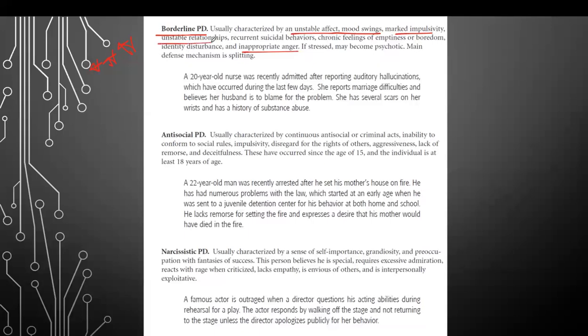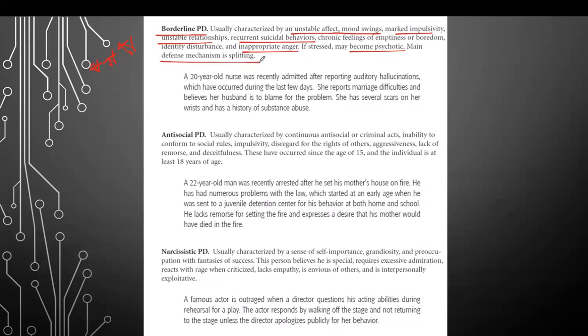Very important is that because of their mood swings, relationships are very difficult for them. So they have unstable relationships with frequent divorce or separation. They also have frequent suicidal behavior. They do self-harm, and sometimes they even want to commit suicide. If they are stressed, they can also become psychotic. They use a defense mechanism called splitting.